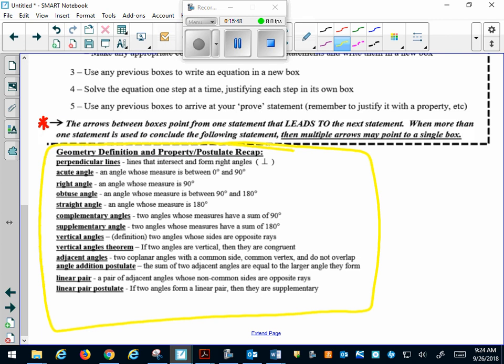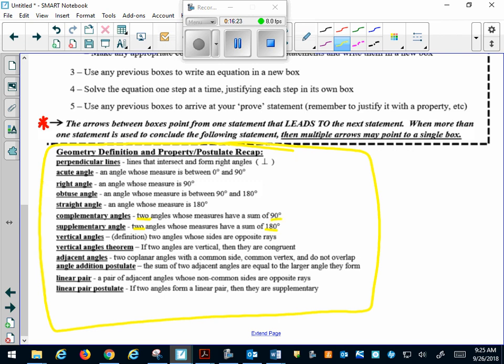Okay? Perpendicular lines. Lines that come together to form right angles. You should have learned that in middle school. Right? Acute, an angle between 0 and 90. A right angle is a 90-degree angle. Obtuse, between 90 and 180. A straight angle equals 180. Complementary angles, two angles that add up to 90. Supplementary, two angles that add up to 180.